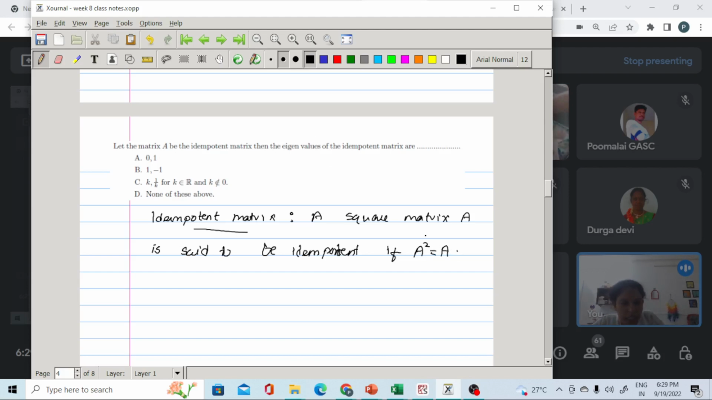The only condition we have is A square equals A. Suppose lambda is an eigenvalue of A. So what can we write if we suppose lambda is an eigenvalue? What is the condition we have?